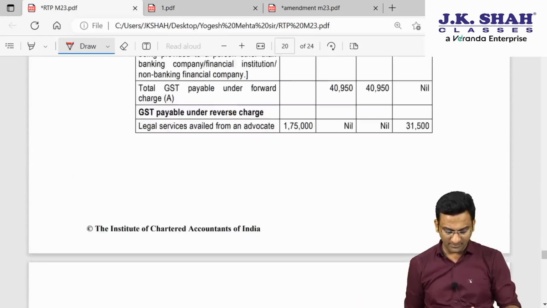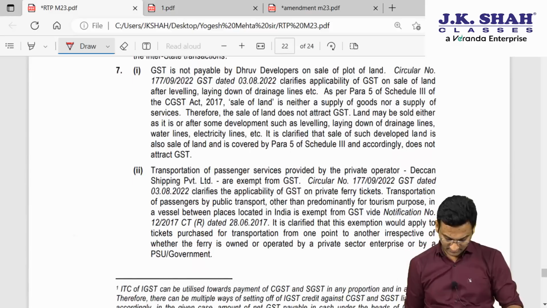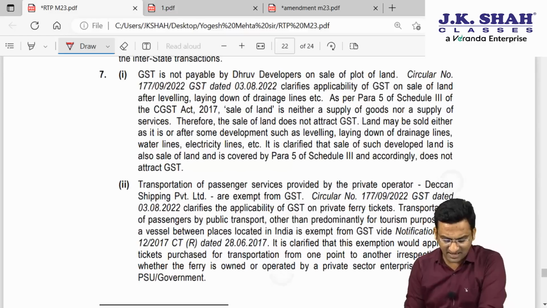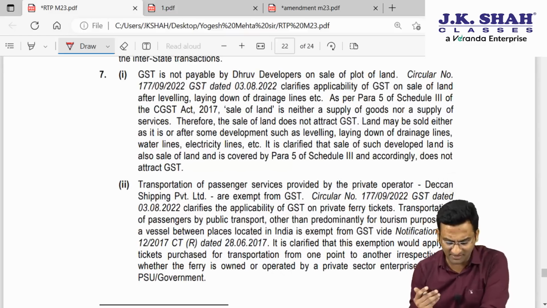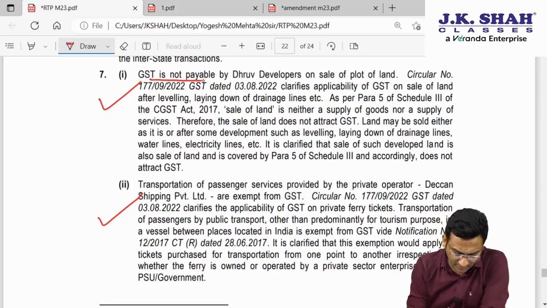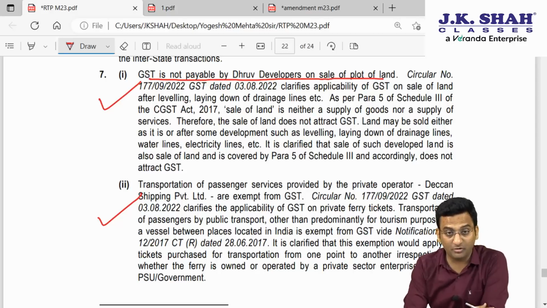So this was question number 7, friends, and the solution is provided. The same lines which were given in the circular are given here. If you read question number 7.1 or 7.2, let's have a look at the answer, friends. GST is not payable by the developer on the sale of a plot of land.